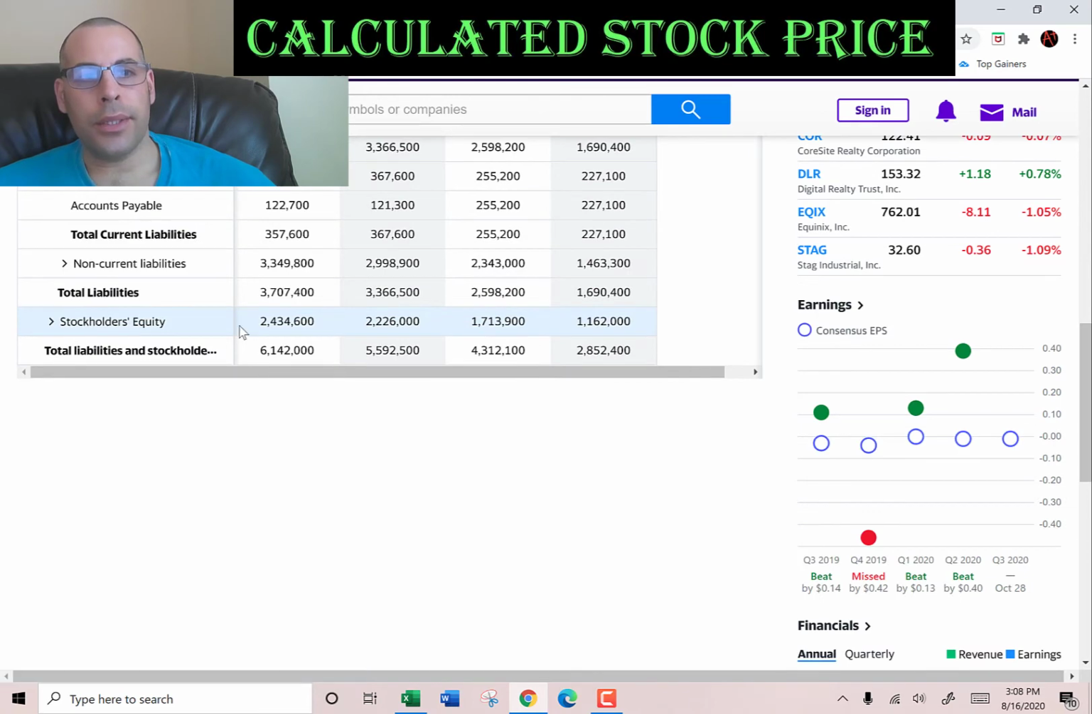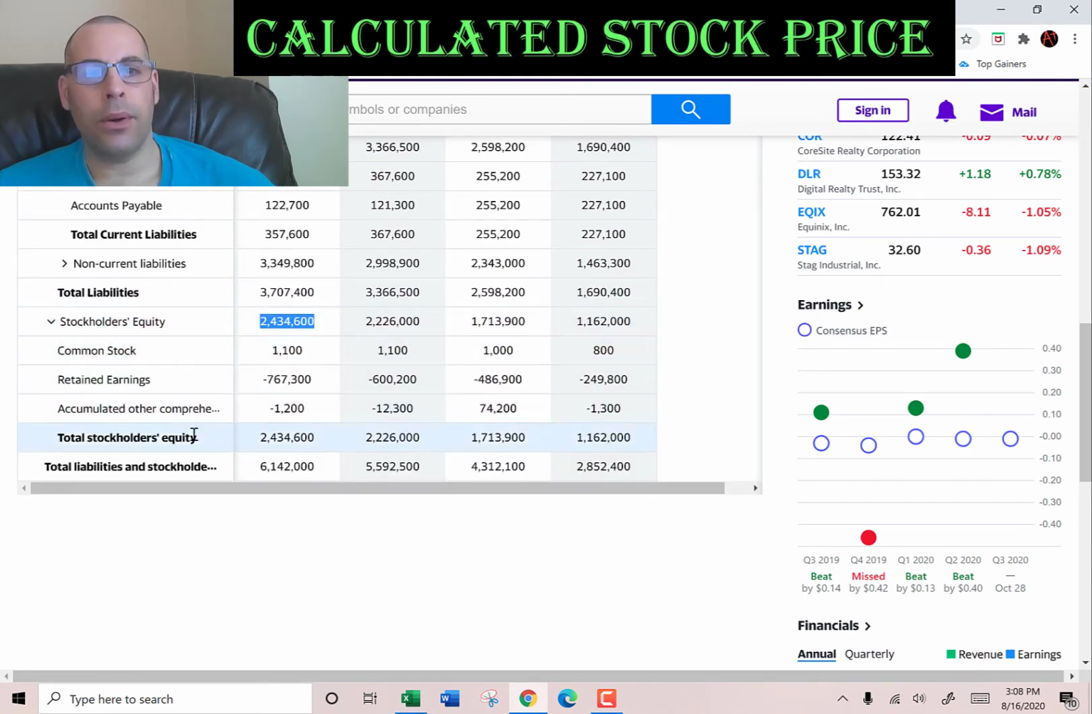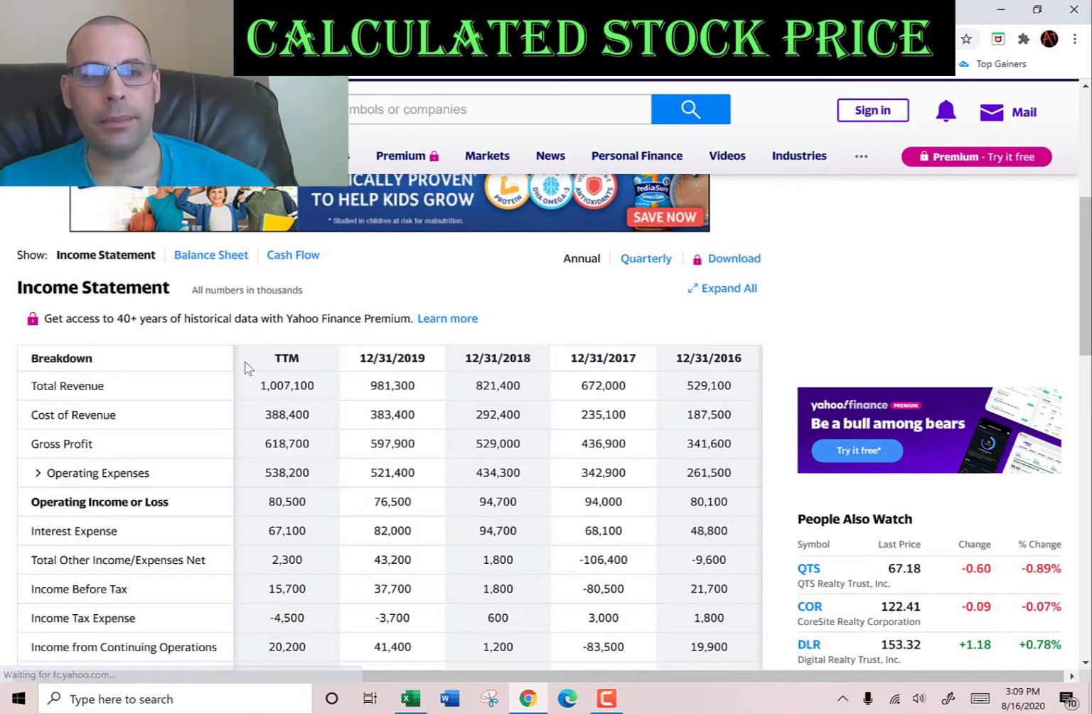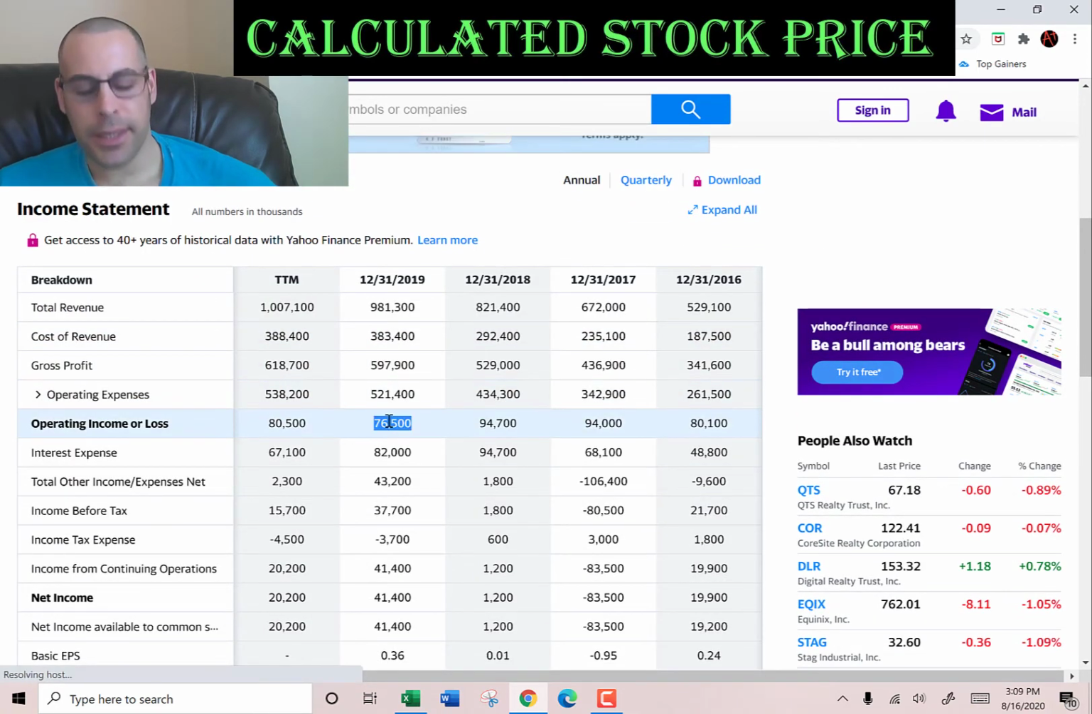Let's get the stockholders' equity. It's 2.4 billion. That's the value of the company according to the balance sheet. That's 1.1 million of common stock. Negative 767 million of retained earnings. Since REITs pay so much out in dividends, they tend to have negative retained earnings. And negative 1.2 million of accumulated other comprehensive income. Let's go back to the income statement and get their operating income. That's 76 million.